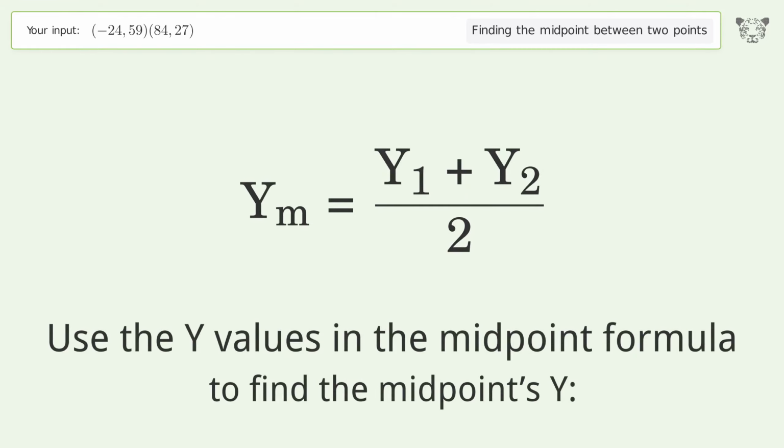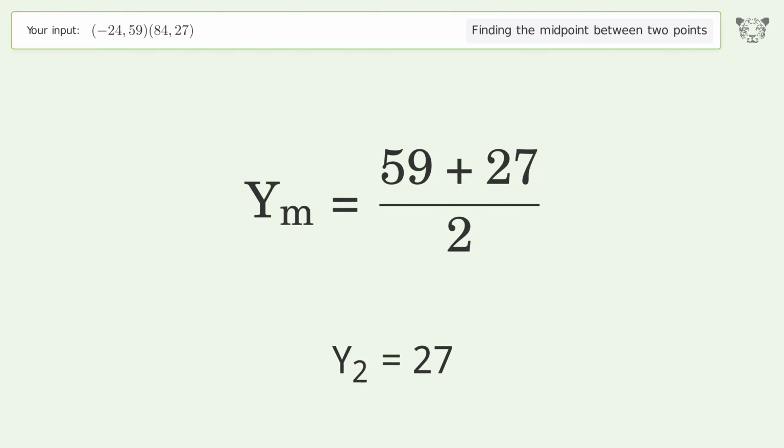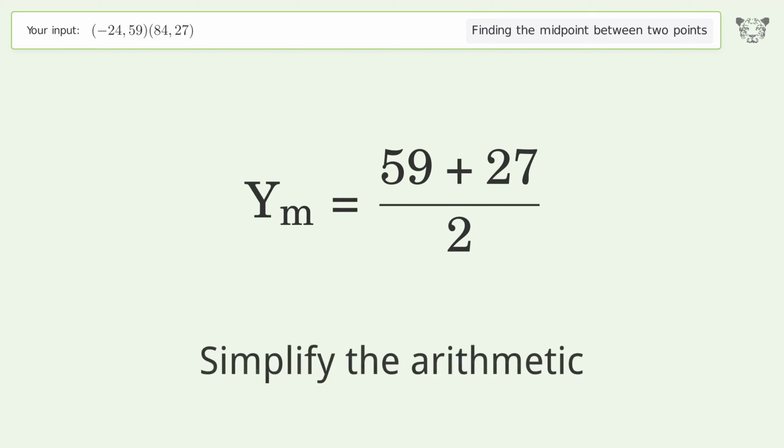Use the y values in the midpoint formula to find the midpoint's y. y1 equals 59. y2 equals 27. Simplify the arithmetic.